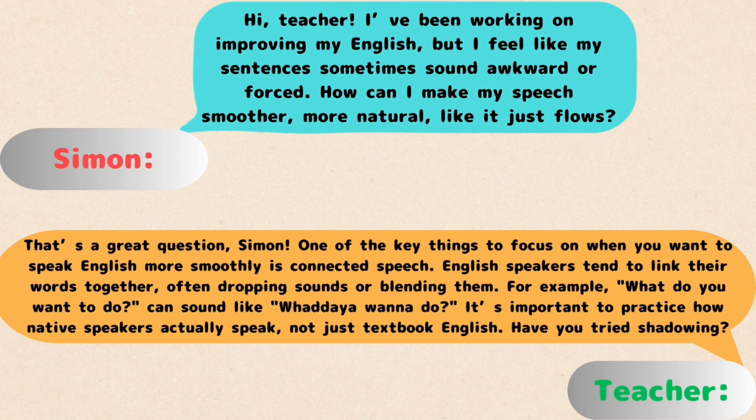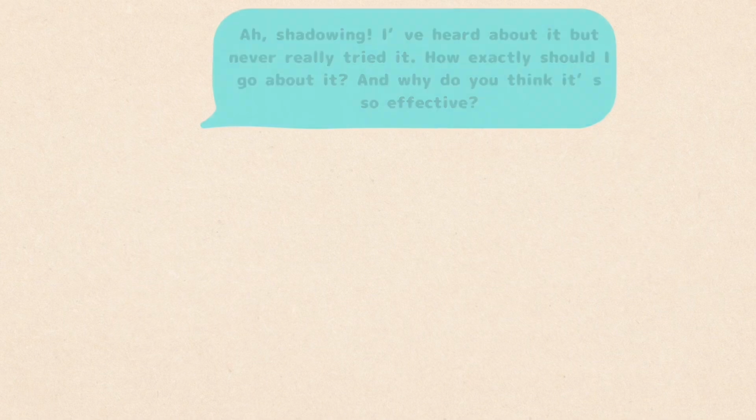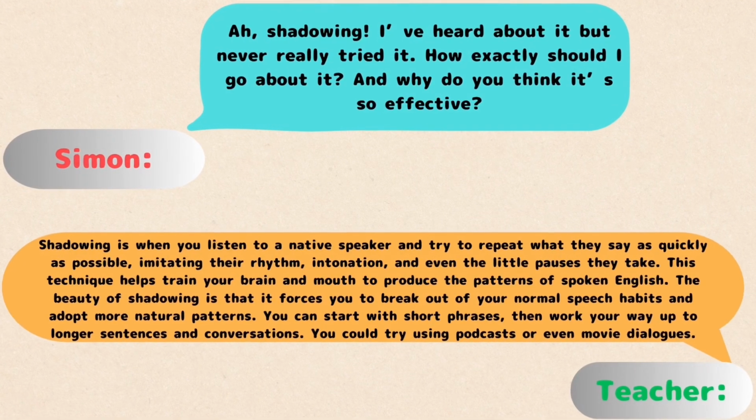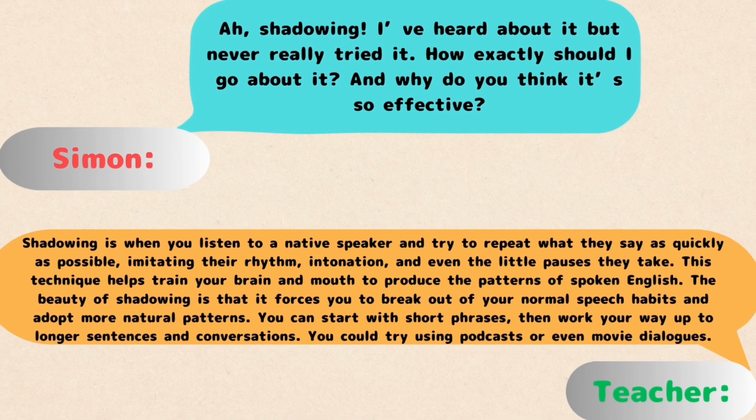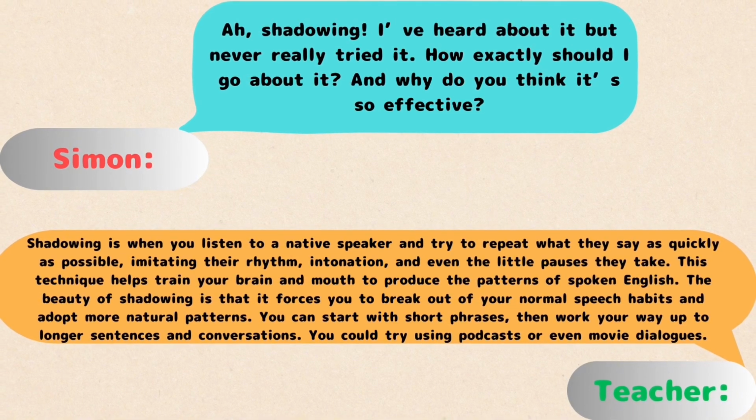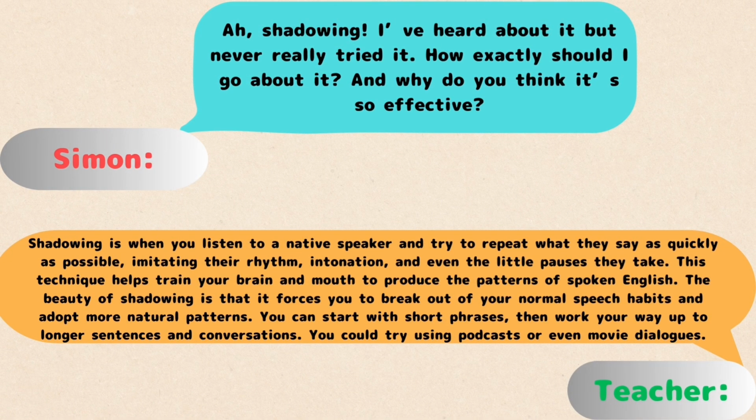For example, what do you want to do? Can sound like what I want to do. It's important to practice how native speakers actually speak, not just textbook English. Have you tried shadowing? Shadowing. I've heard about it but never really tried it. How exactly should I go about it? And why do you think it's so effective?